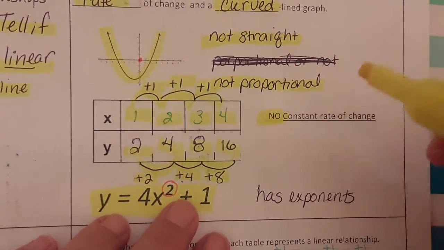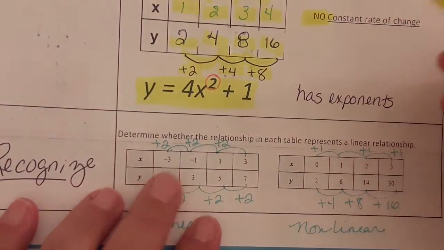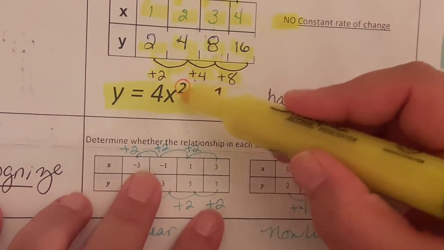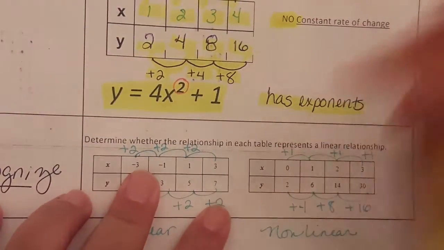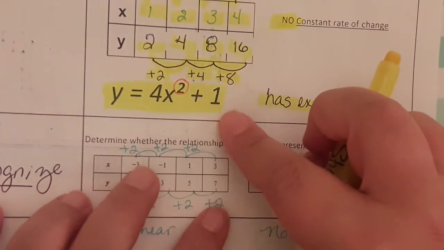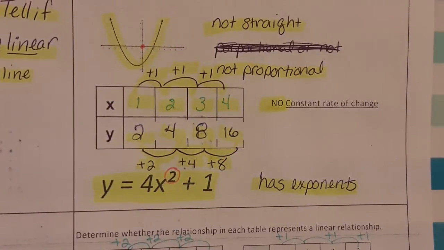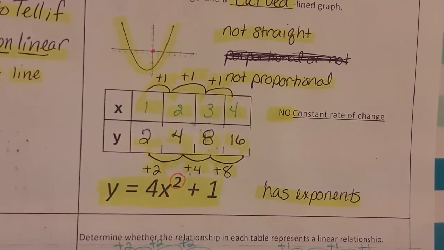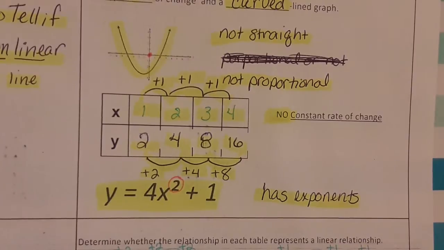Not constant, not linear. Now look at the equation. If you remember from above when we talked about linear, we said that it can't have exponents. Well, right here, we see that the x is to the second power. That's an exponent. That means that this is non-linear. Okay, so down below here, I want you to determine whether the relationship in each table represents a linear relationship. You can pause the video and come back in a minute and I will show you the answers. Go ahead and do that now.